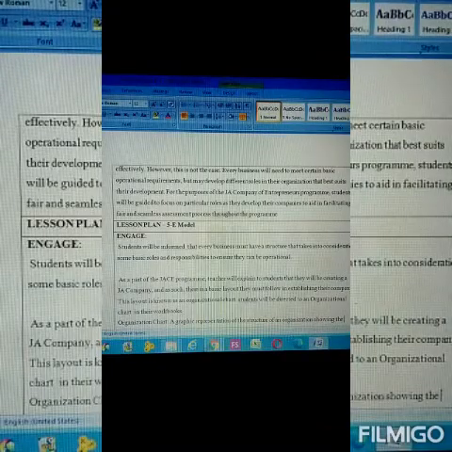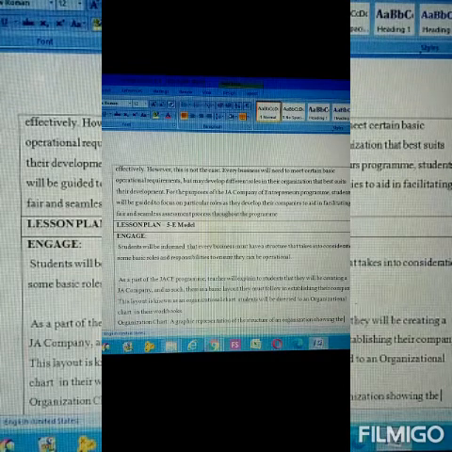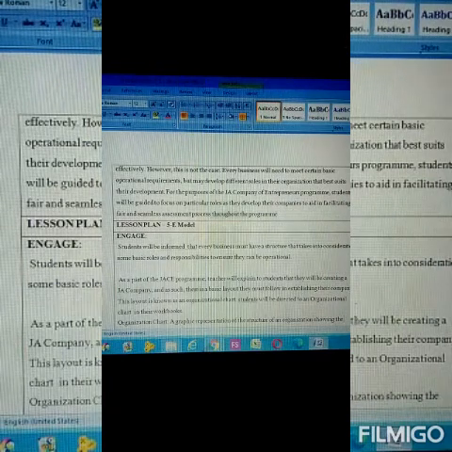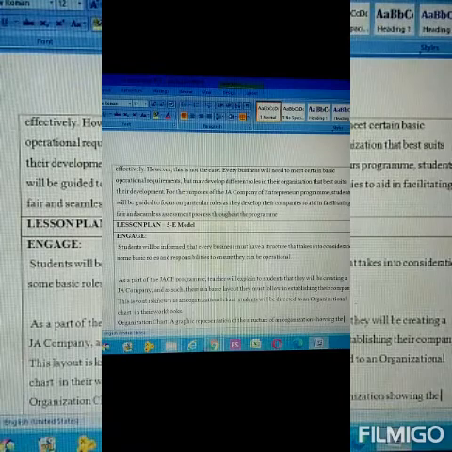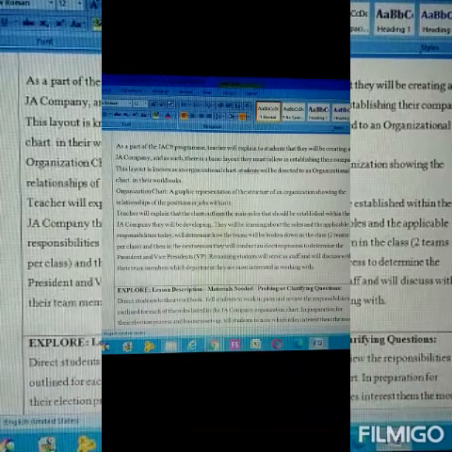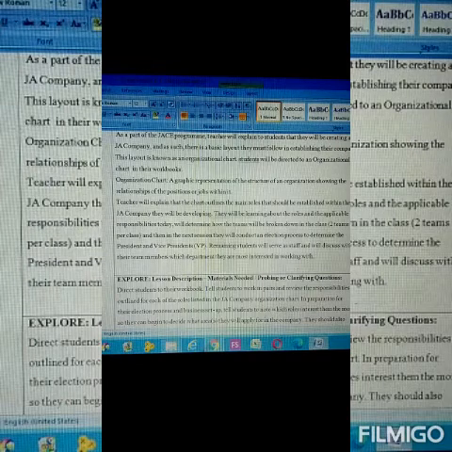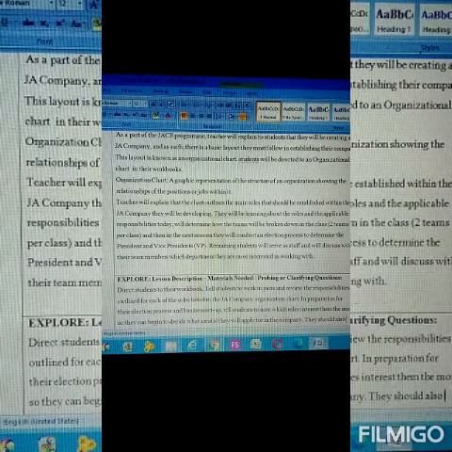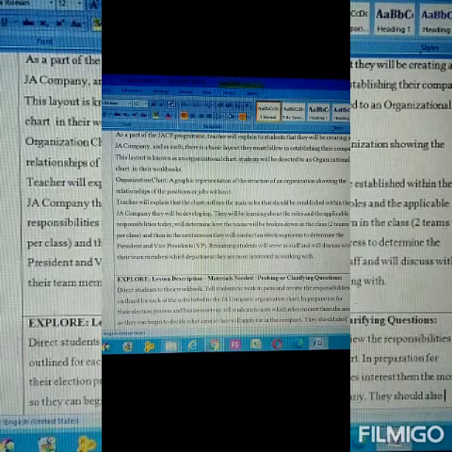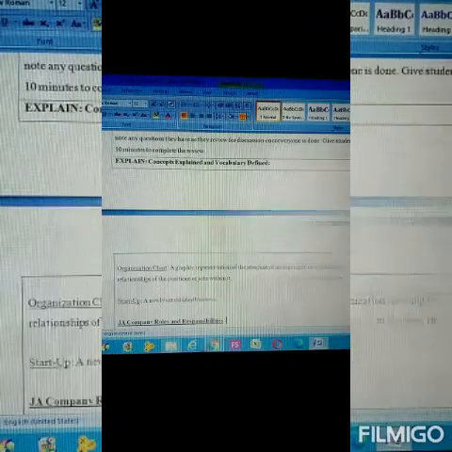Okay, students, so we must agree that every business will need to meet certain basic operational requirements, right? But they may develop different roles in their organization that best suit their development. Remember when we did the organizational chart, and we spoke about who is at the top, and we looked at the hierarchy? So this is a follow-up lesson on leadership style, organizational chart, and the reason why people establish a business. So we are going right into it.